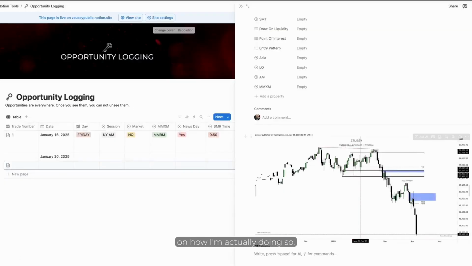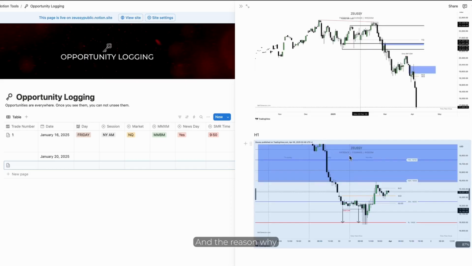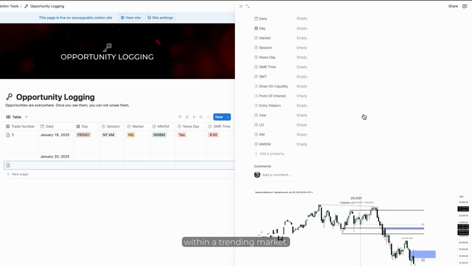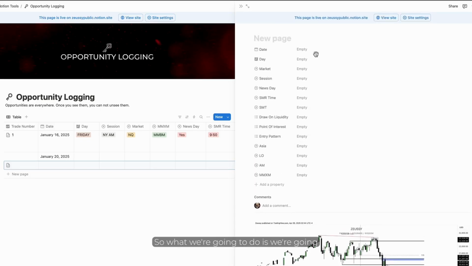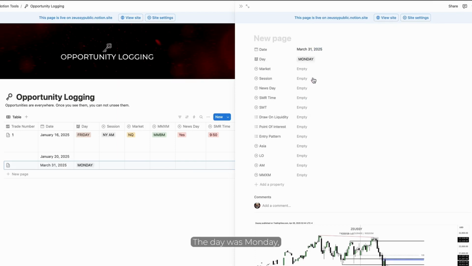So what we're then going to do is we're going to type H1 early, and we're going to log that. And the reason why we're just going to stick to the RE chart is because I want you to understand that based upon the RE chart, you can already see these moves taking place. Meaning, all you need to define is where the draw on liquidity is and where the point of interest is within a trending market. So what we're going to do is we're going to log the date. This date was the 31st of March. The day was Monday.